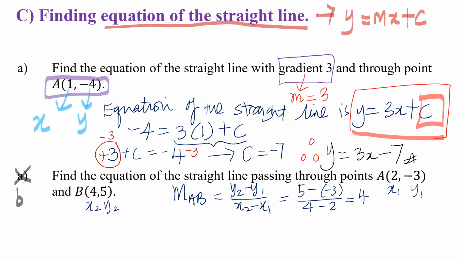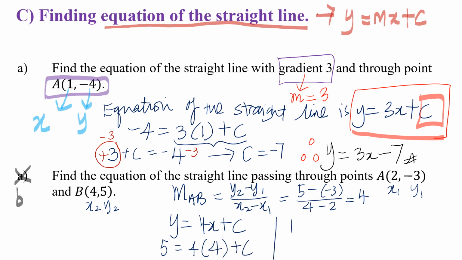You substitute into your y equals to mx plus c. So your 4 is your m. So y equals to 4x plus c. Okay? Then you have to find c, right? Because it's not complete. You have to find c. You're given 2 points there, point A and B. So you just decide which point you want to use. I think I'll use point B because point B has all positive numbers. So I'm going to substitute my y as 5, my x as 4 plus c.